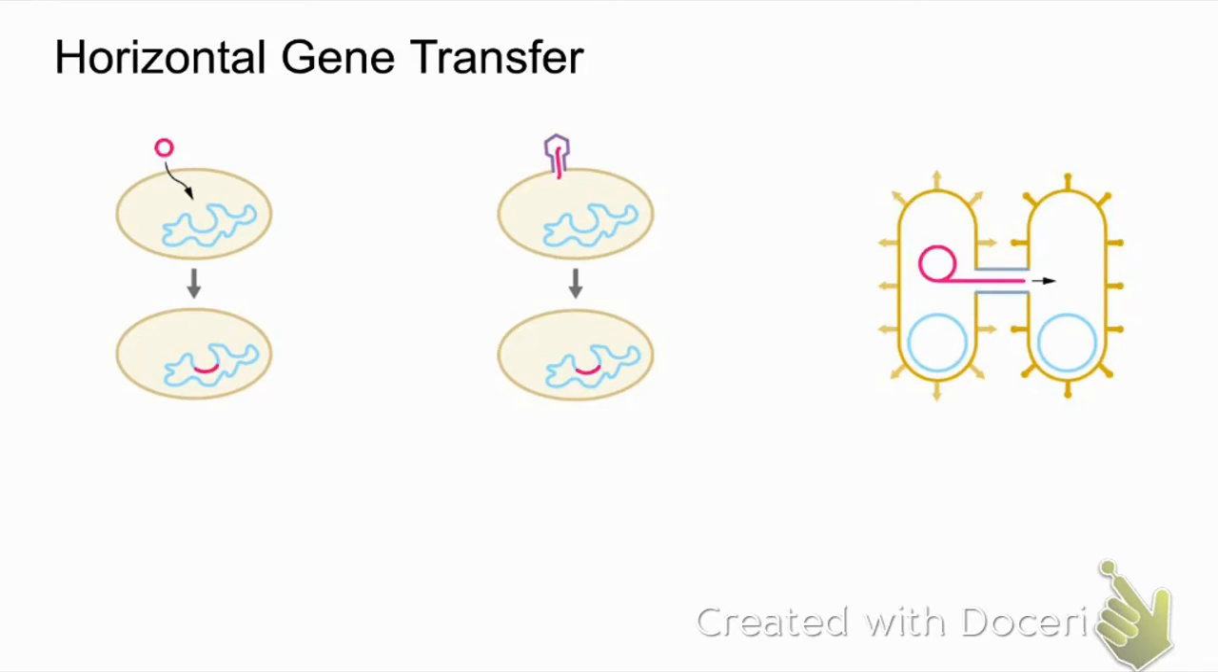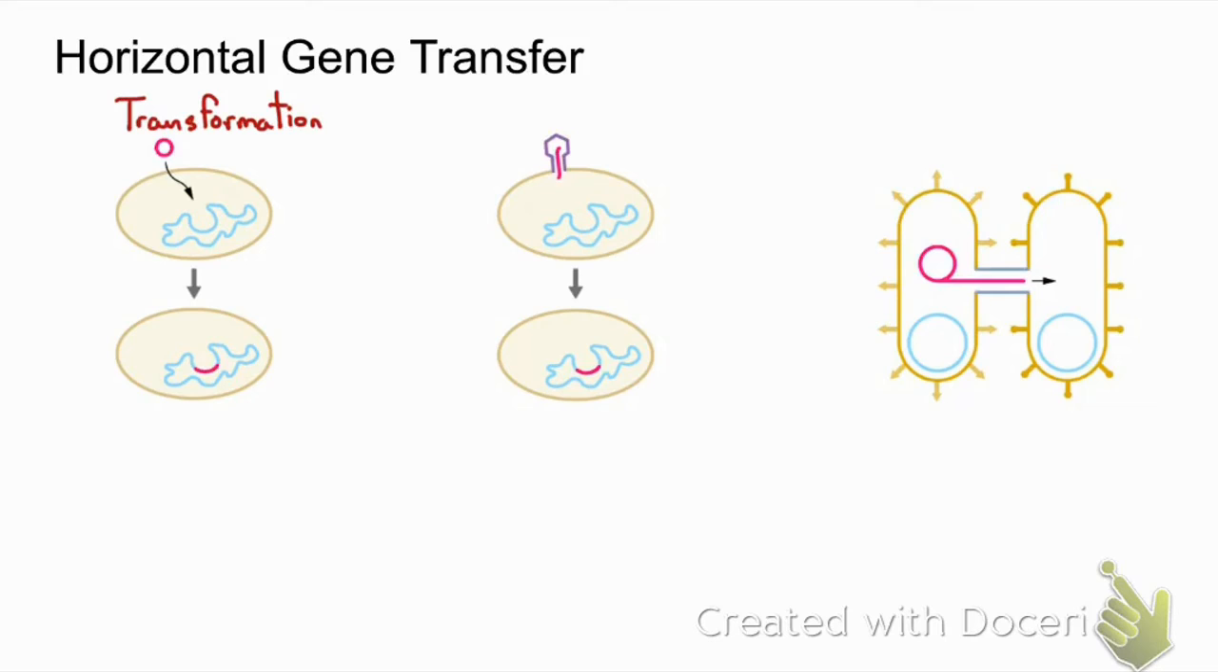Vertical gene transfer is the transmission of genetic information from one generation to the next, in other words, from mother cells to daughter cells. But horizontal gene transfer, on the other hand, is the transmission of genetic information from one cell to another within the same generation. There are 3 main types of horizontal gene transfer that we find in prokaryotes. The first is called transformation.